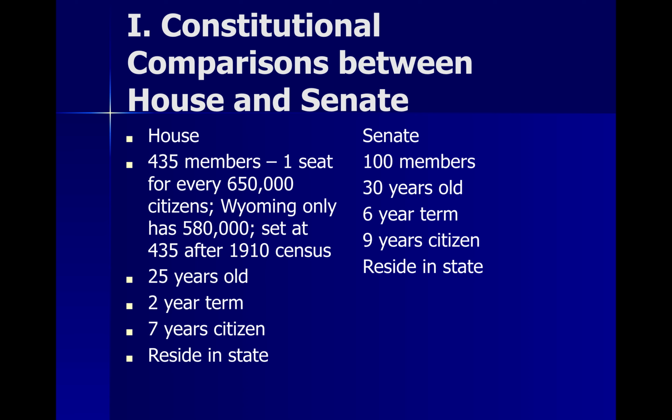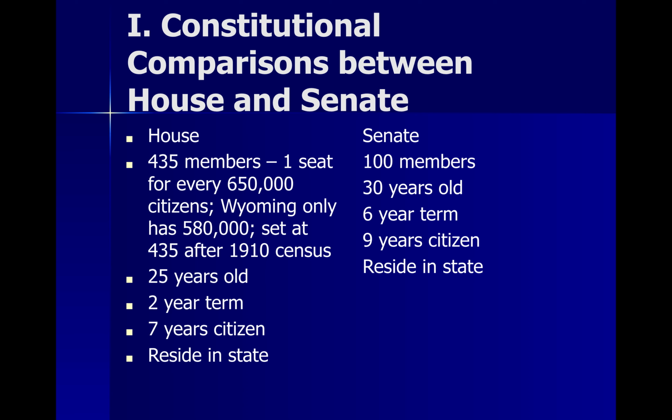To be in the House of Representatives, you've got to be 25 years old. You have a 2-year term. Requirements are you have to have been a U.S. citizen for 7 years. Remember, for the presidency, you've got to be a native-born citizen, born in the United States. And you've got to reside in the state. You've got to live in Georgia. So Tom Graves is still our representative until we have this election, and he's required to live in the state of Georgia.